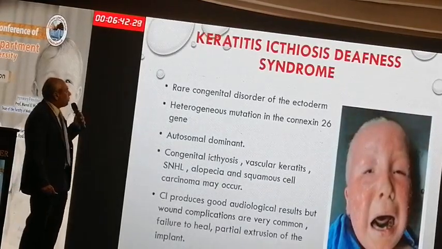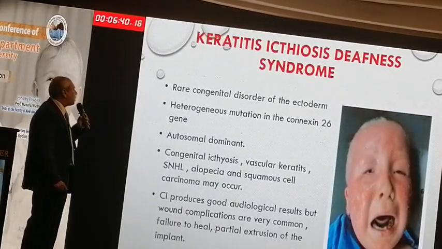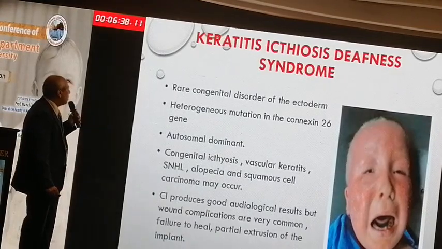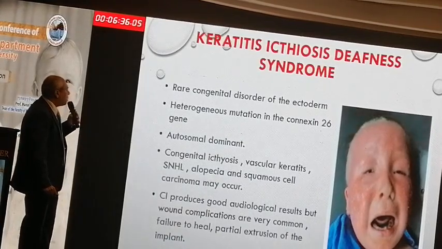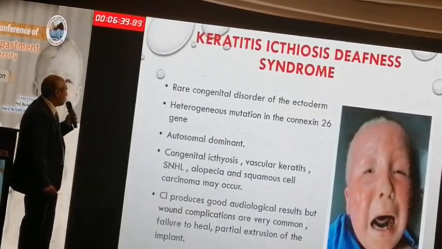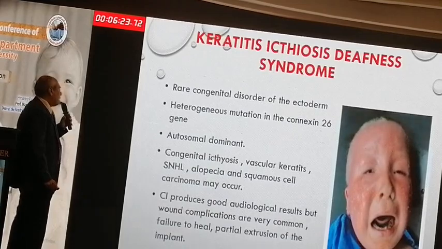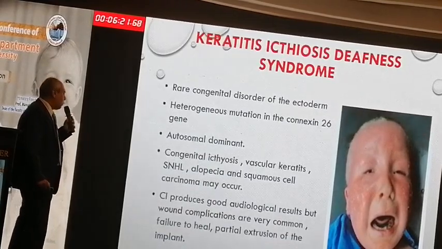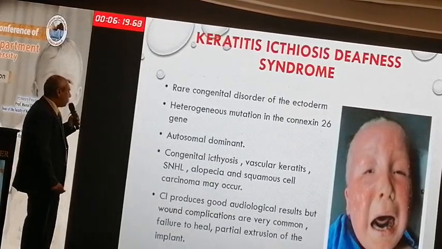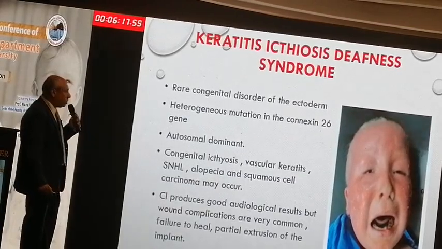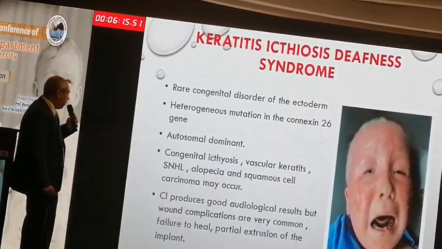Keratitis-ichthyosis-deafness syndrome is a rare congenital disorder of the ectoderm caused by heterogeneous mutation in the connexin 26 gene. It's autosomal dominant. It consists of congenital ichthyosis, vascular keratitis, sensory hearing loss, alopecia, and possibility of squamous cell carcinoma occurrence. Cochlear implantation gives good results. However, the fear comes from wound complications, with failure to heal and the possibility of extrusion of the implant.